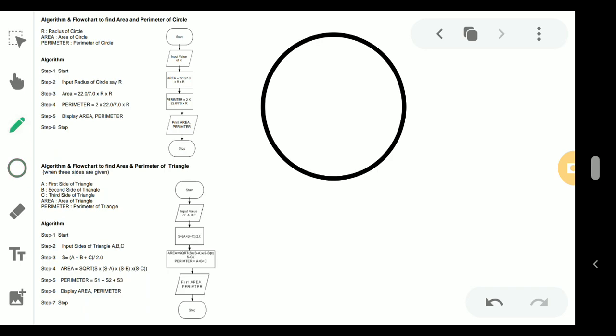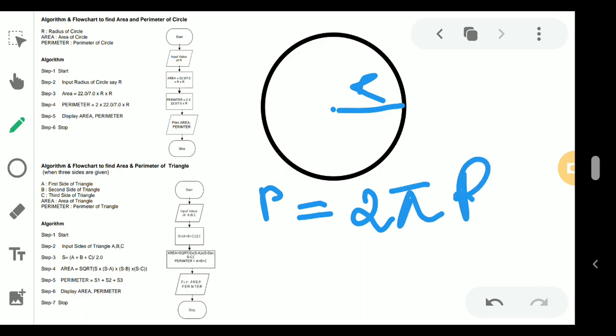To find the perimeter of the circle, the formula is what? That is 2 pi r. So r is from here to here, right? From the center to this point is equal to r. So the formula for the perimeter is 2 pi r. You can consider r in small or in capital, whichever you like.